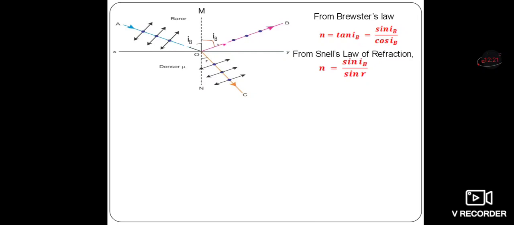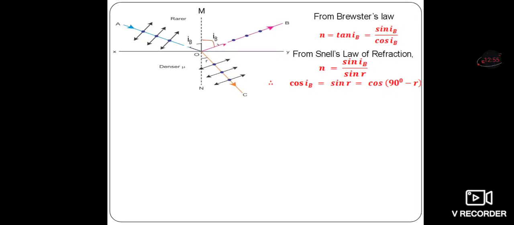Next, from Snell's law of refraction, the refractive index N is equal to sin I by sin R. Here sin I is replaced by sin IB because the incident angle is IB, and sin R stays as it is. Both equations start with N, the refractive index, so we can compare them. Therefore N is equal to sin IB by cos IB, and also equal to sin IB by sin R.